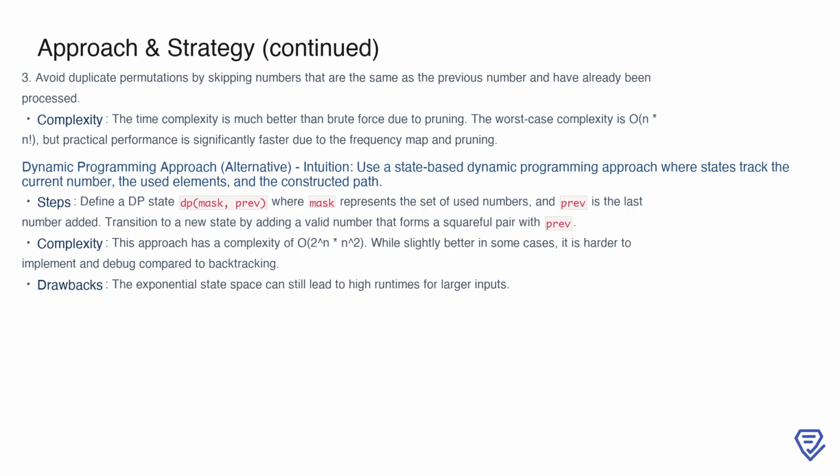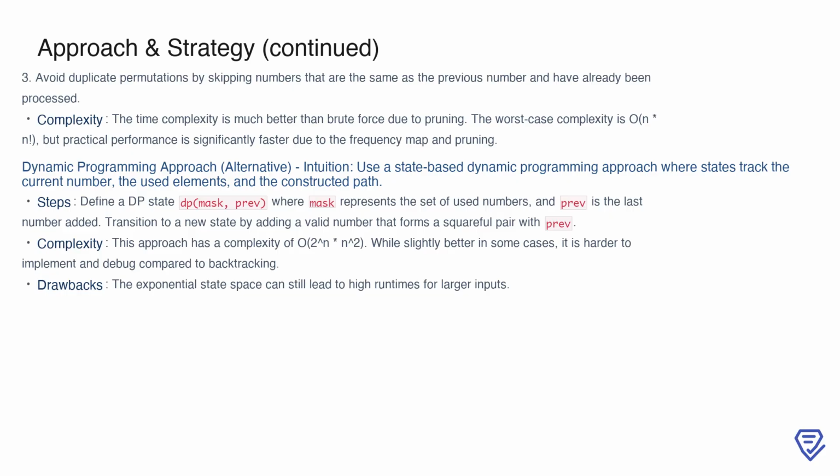As an alternative, a dynamic programming approach could also be considered. Here, the idea is to use states that represent the current number, the used elements, and the constructed path. For example, a DP state DP[mask][previous] would track the set of used numbers and the last number added. Transitions occur by adding valid numbers that form squareful pairs with the previous number. However, this approach has an exponential state space with a complexity of O(2^n * n^2).